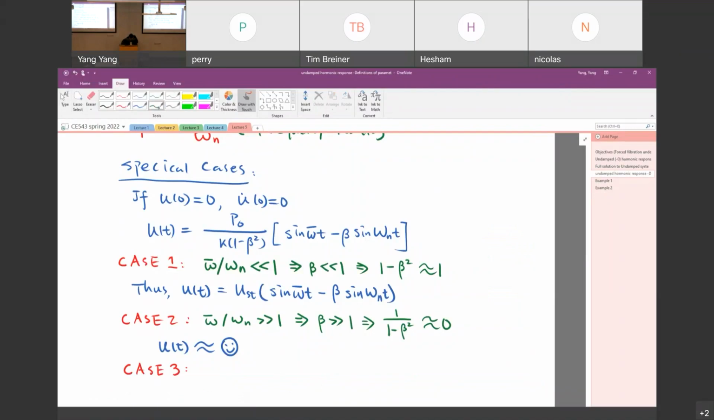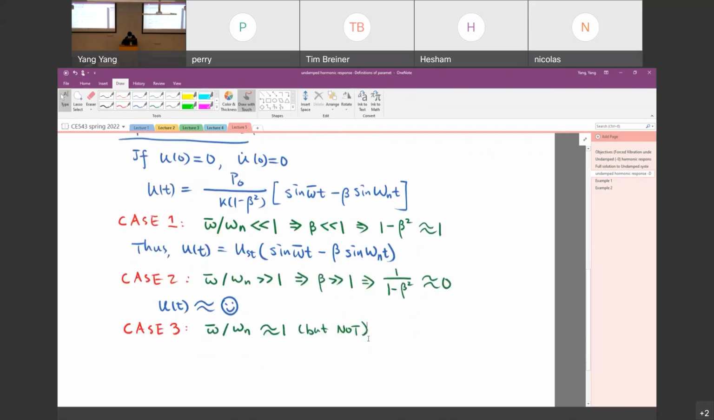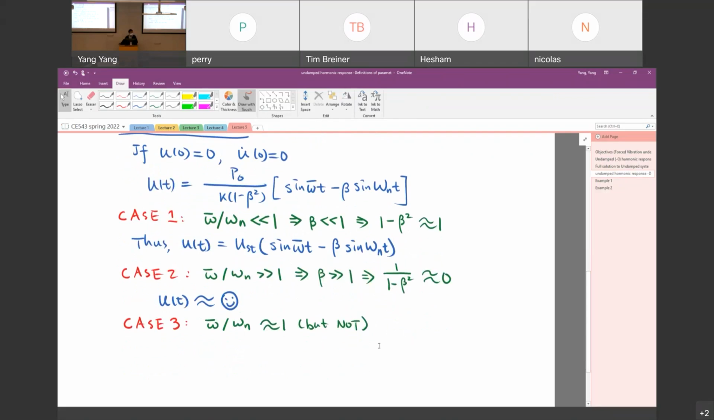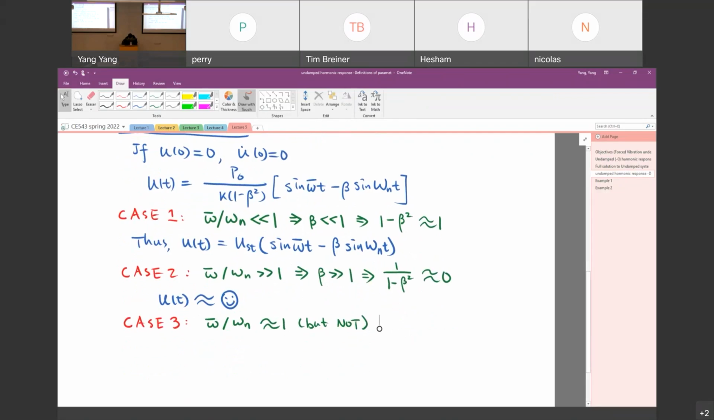If we have omega bar over omega n about equal to one, a lot of one, not one. If equal to one, that's resonance here. But if not equal to one, we have beta almost equal to one, almost. So how about the response in this case?